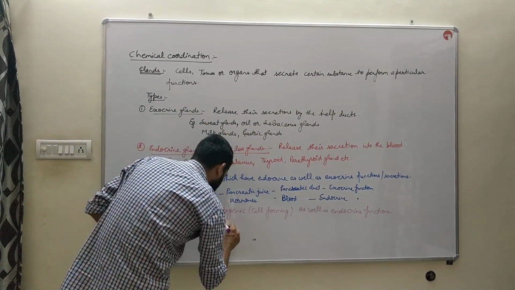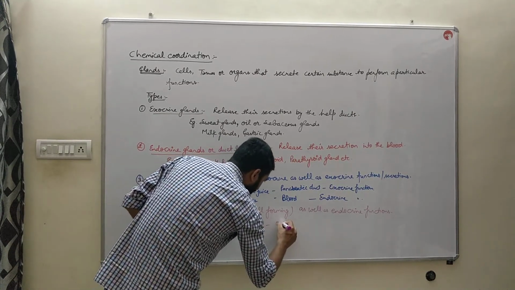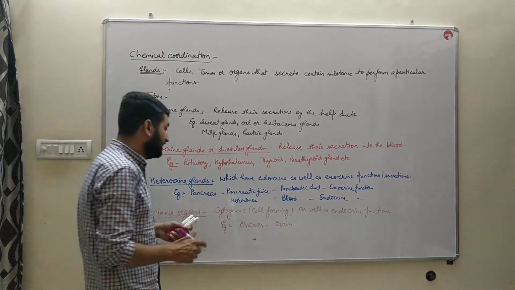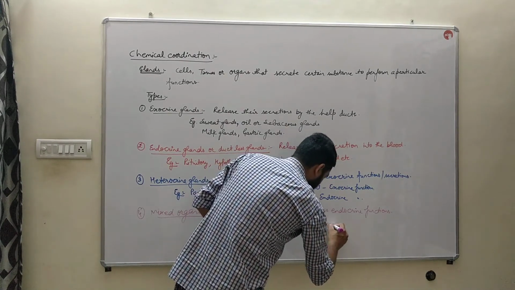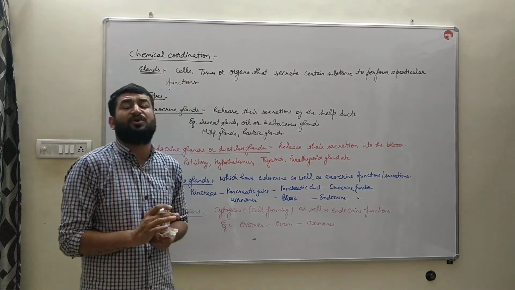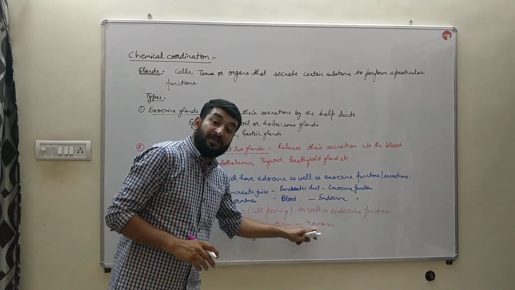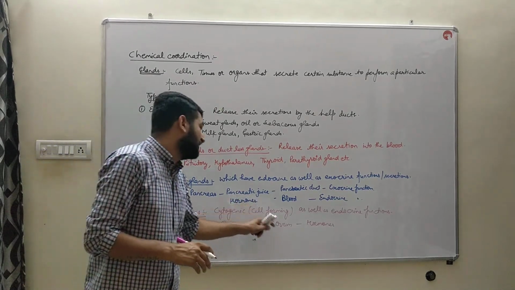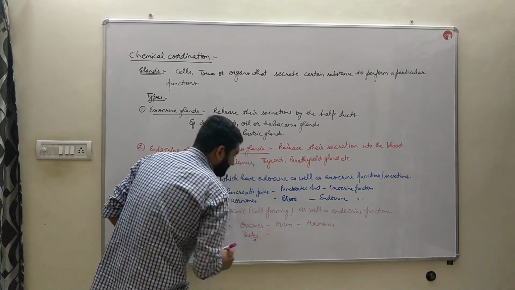The examples of mixed organs are ovaries. They release ovum, that is the cytogenic function. They release a cell, gamete, reproductive cell, as well as they secrete hormones. The major hormones released by them are estrogen and progesterone. That function is endocrine function, and they produce a specialized kind of cell, and that is cytogenic function. The other organ under it is testes.